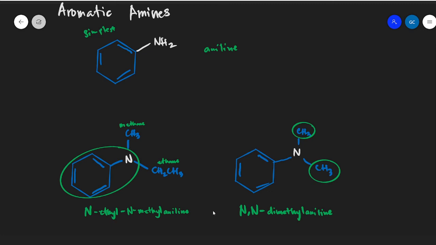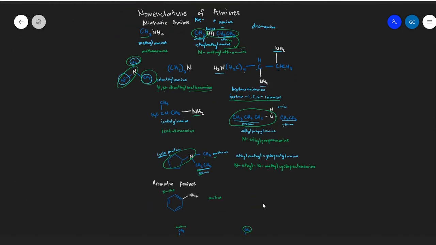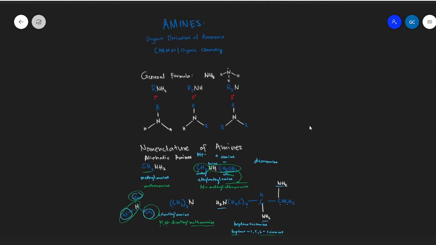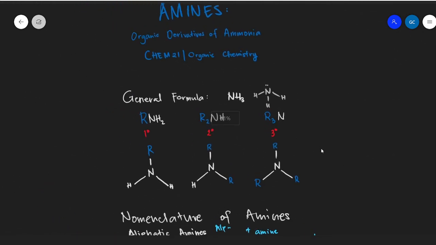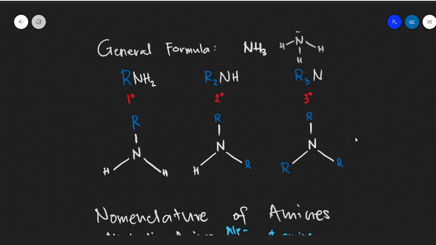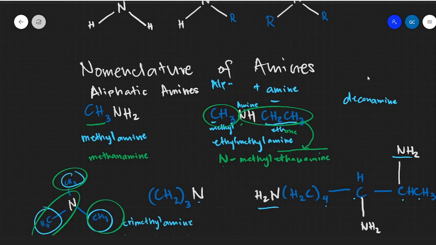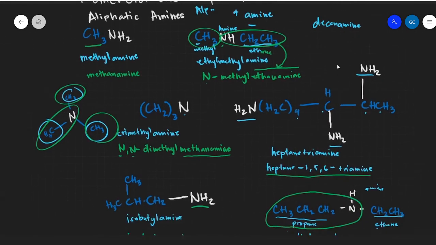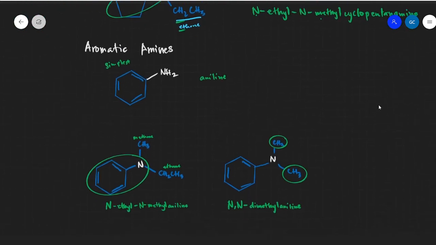So, I think that will be all for this video. As you may see, it is a bit long. But in any case, we started discussing our amines, or the organic derivatives of ammonia, and we looked into our general formula and general structure. Then we discussed how we can name our aliphatic amines using common names and IUPAC naming. Then we introduced how we can also name our aromatic amines.